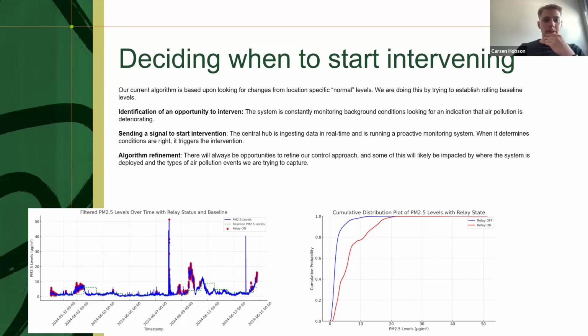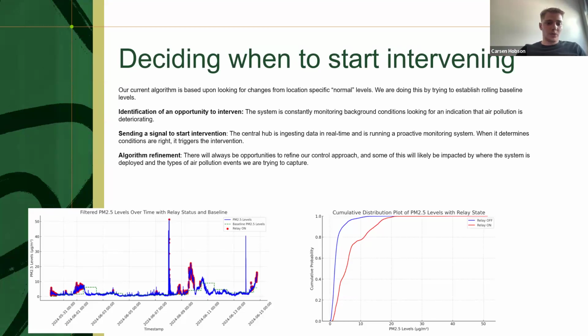Yeah, so currently we are developing the algorithm to detect poor air quality events. Right now it takes a baseline reading every morning, very early, before any traffic or anything. Then it uses that baseline level to decide if there is going to be a poor air quality event, and if we should intervene and send a signal to the filtration or pressurization.